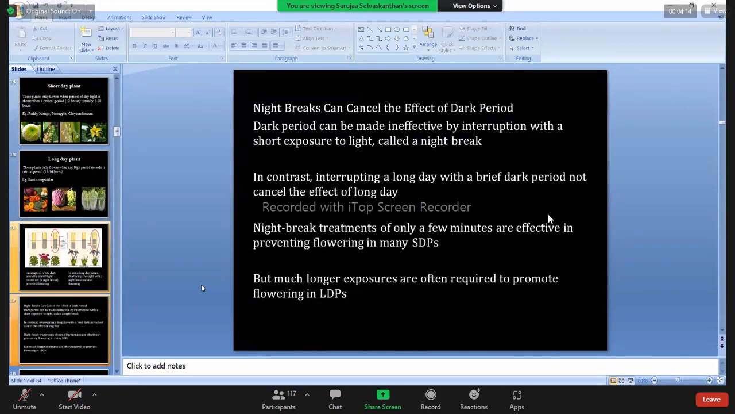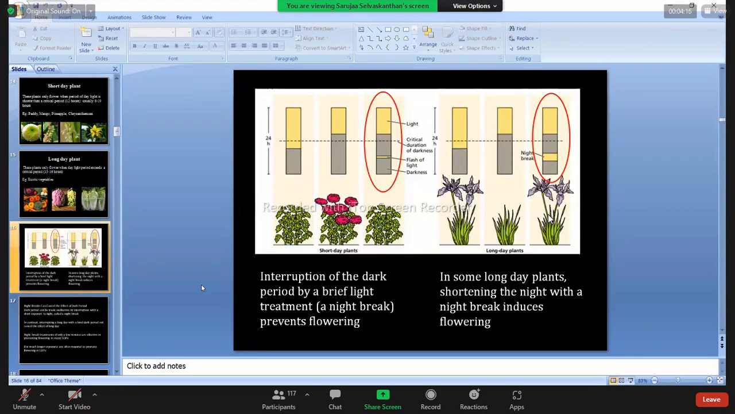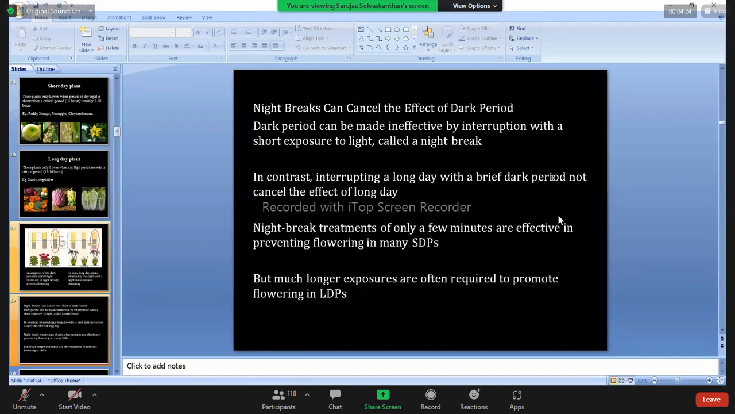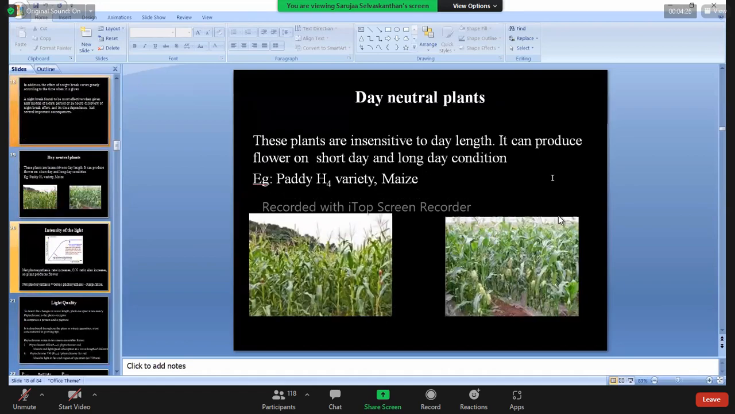And we have studied the night break, which means when we give a flash of light, how it influences flowering. And thereafter, day neutral plants are insensitive to day length, right? They can produce flowers during the short day as well as in the long day. Whatever it is, it flowers, right?